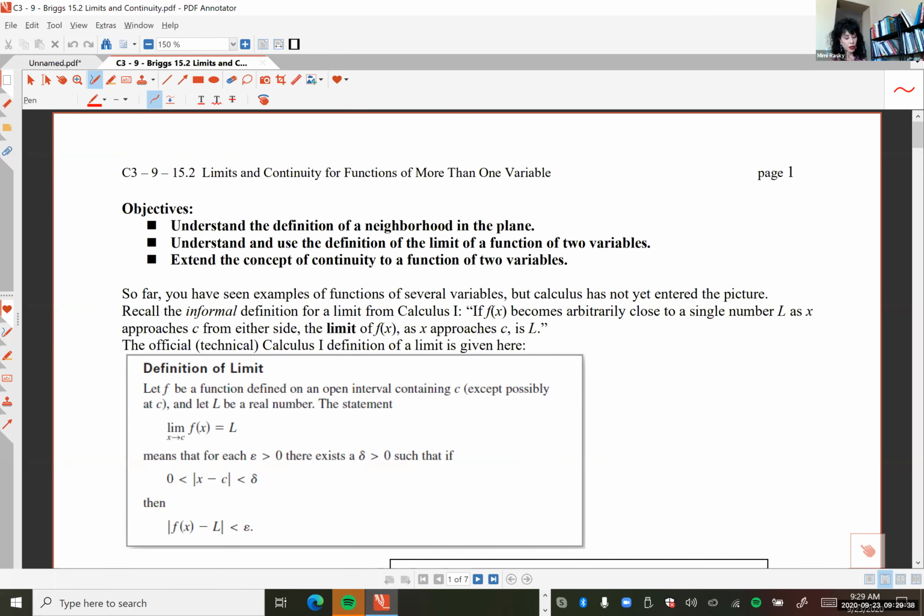Okay, so we're going to look at this definition of a neighborhood. We're not talking about Mr. Rogers' neighborhood, for those of you that even saw Mr. Rogers. I grew up with Mr. Rogers. And then we'll do the limit of a function of two variables.